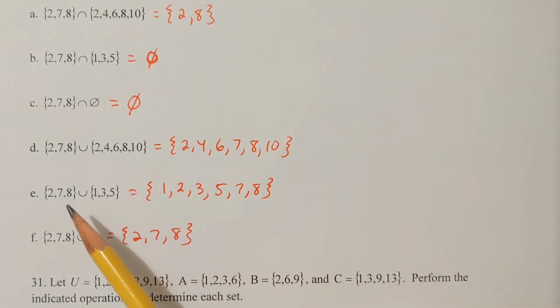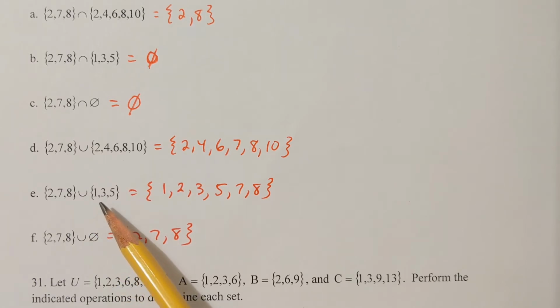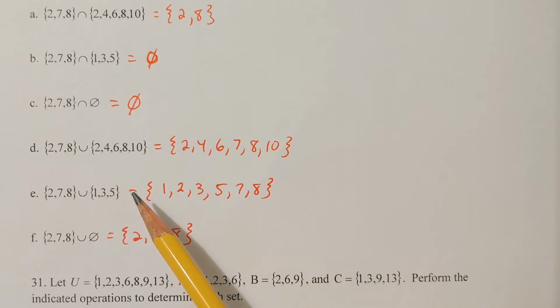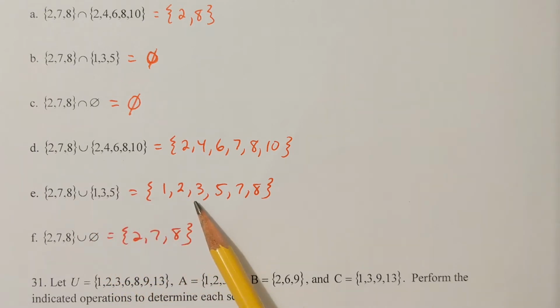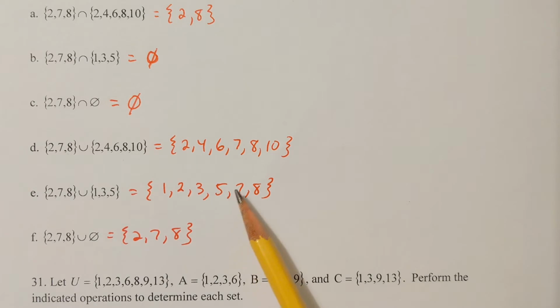Okay, and the set containing 2, 7, and 8 union the set containing 1, 3, and 5. Well, again, union means that you're going to combine the elements into one set. So I got the set containing 1, 2, 3, 5, 7, and 8. Okay, and then close up the set.